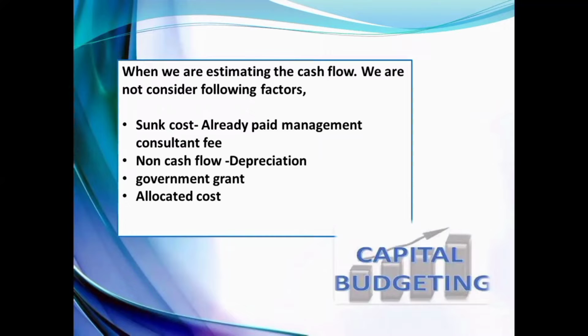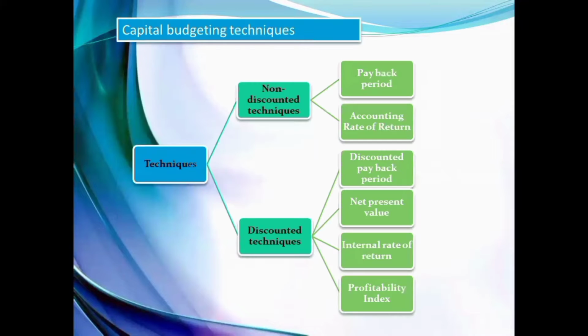When we are estimating the cash flows, we do not consider the following factors. First one is sunk cost, as an example, an already paid management consultant fee. Second one is non-cash flow, as an example, depreciation. Third one is government grant. And the fourth one is allocated cost.